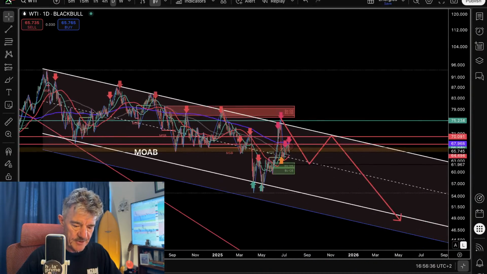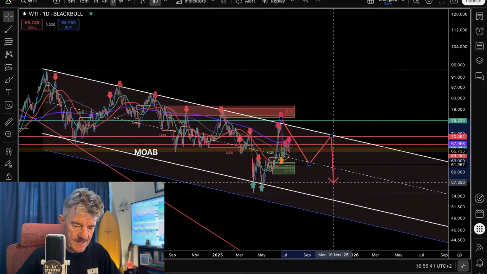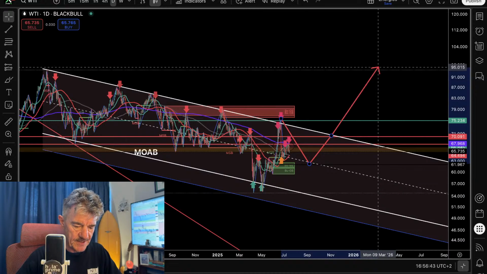I might be a little bit aggressive on this. I think you may be thinking that we'll eventually bounce off that area and move up sharply. And that could be the case.